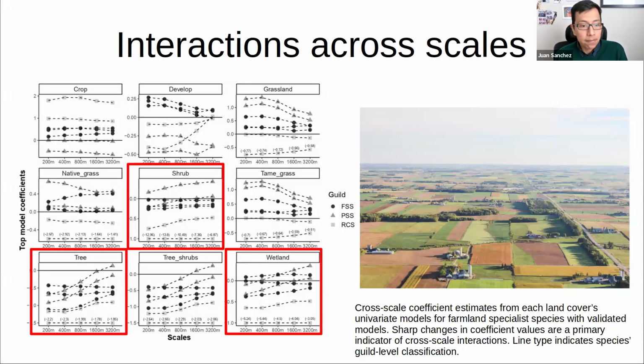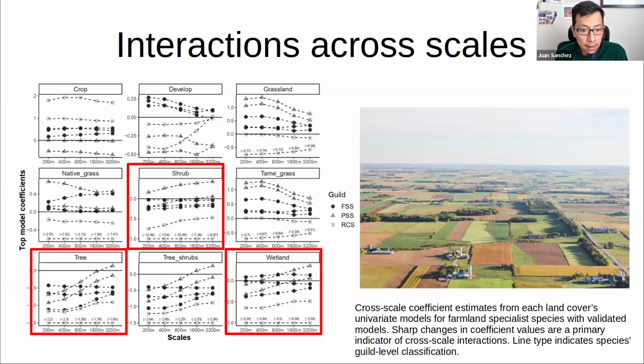And also, I could observe cases in which the interaction with the land cover shifts from a negative interaction to a positive interaction. This was the case for the tree land covers, the shrubs, and the wetland land covers. And in this case, I could associate these changes with the preferences of the species.